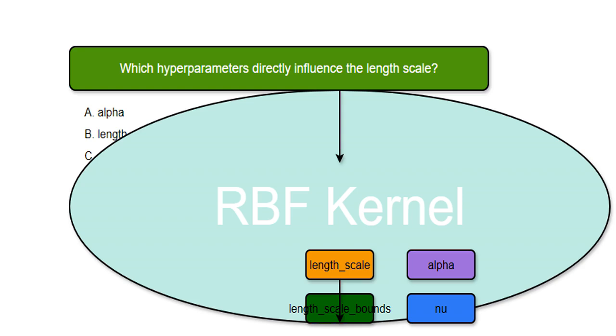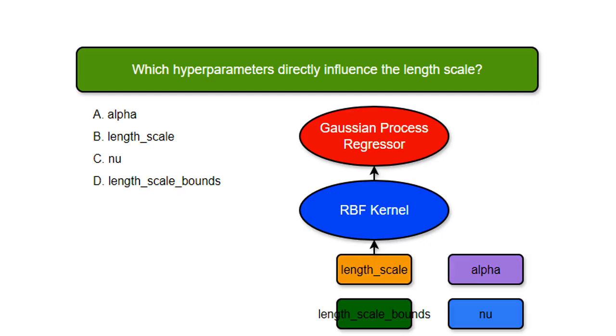It doesn't change the size of the bubbles, the influence of data points. Let's move on to NU. This one's a bit of an outsider. It's not directly related to the RBF kernel. It's a parameter for other kernels like the Sklearn kernel, so we can safely ignore it in this context. It's like showing up to a party for the wrong friend.